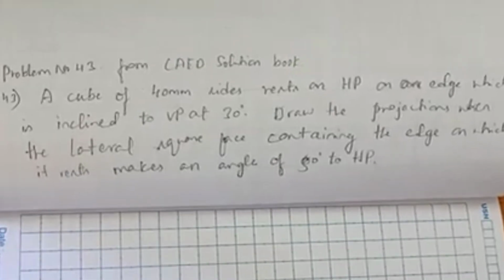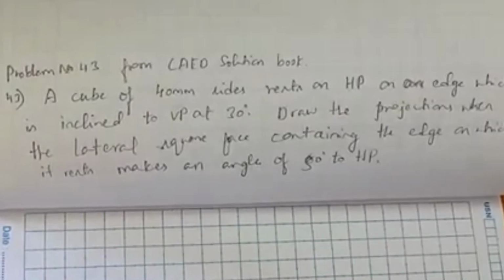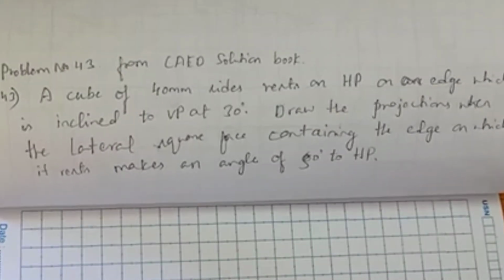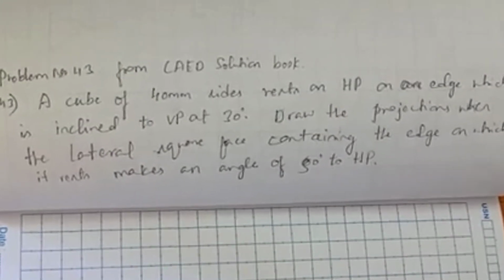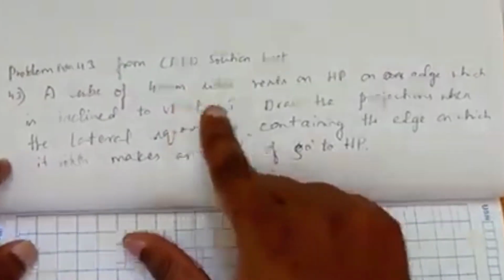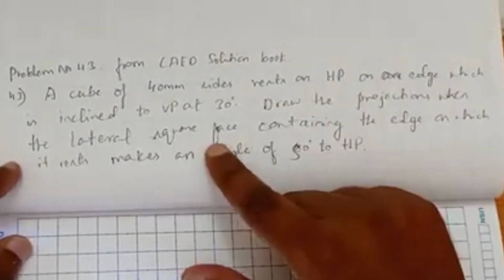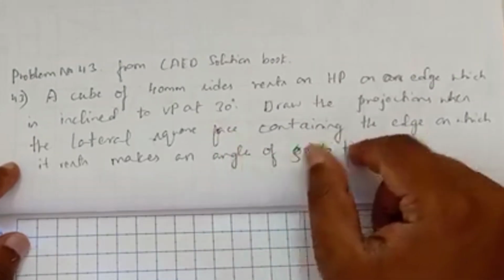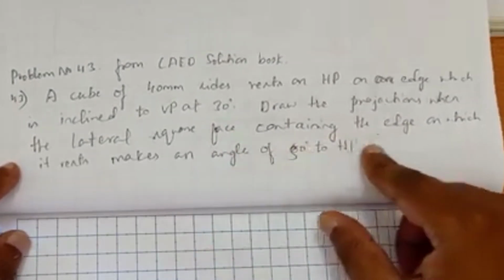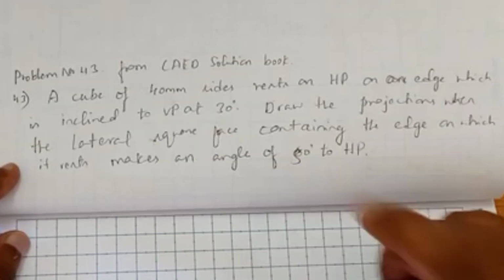Okay, today we are going to start problem number 43 from the CAD solution book. Okay, it's a cube problem. So the dimension is given, 40 mm side, resting on an edge, which is inclined to VP at 30 degrees. Draw the projection with the lateral square face containing the edge on which it makes an angle of 50 degrees.